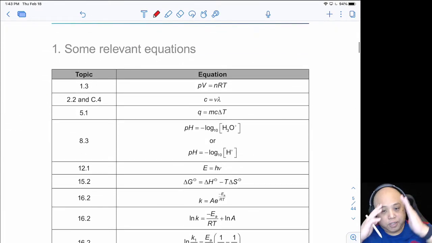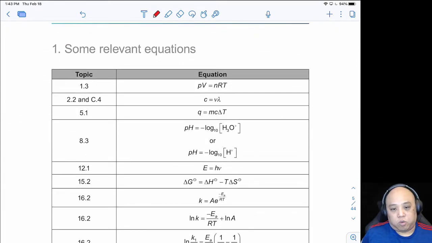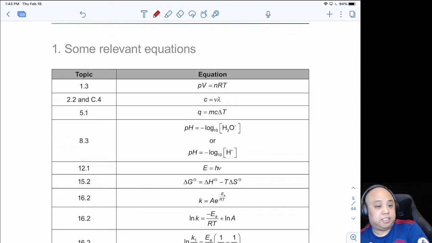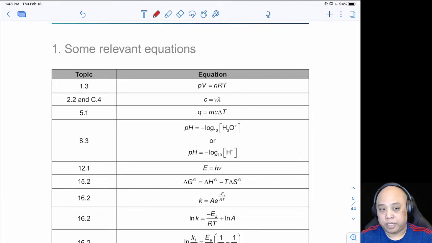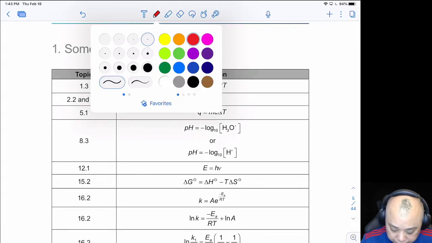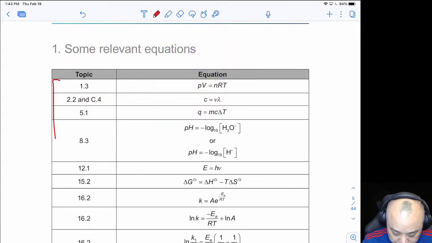Okay, these first two pages are really vital for most of the calculations that you're going to be doing in the IB. Now, what the IB has generously done is they've told you what topic each of these equations pertains to. So you can see that in SL, there are only 4 equations that are relevant to you.